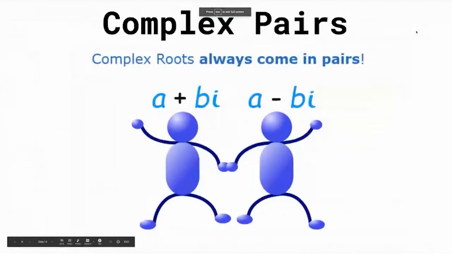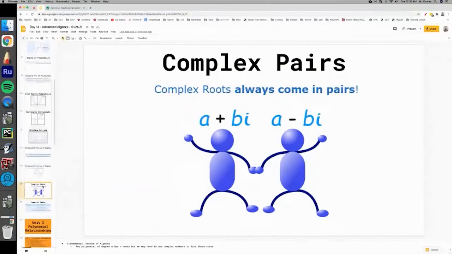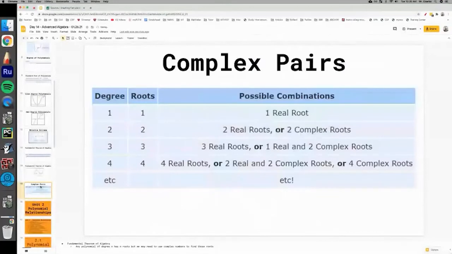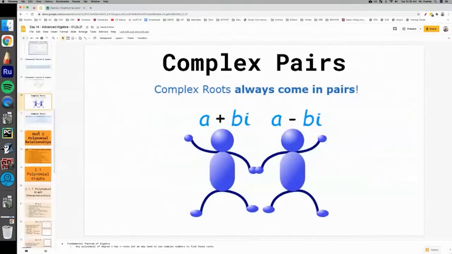All right, complex roots always come in pairs. I'm not going to worry about this right now. I really probably shouldn't have gone over it yesterday because we're not even there yet. This is more like a 2.2 kind of thing. So I'm actually going to ignore them for now. I'll use them for 2.2.